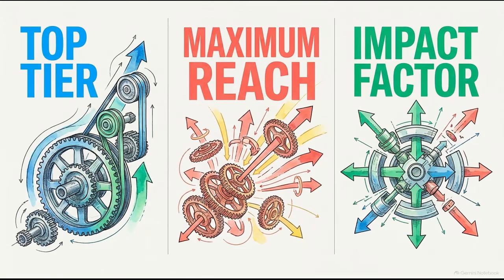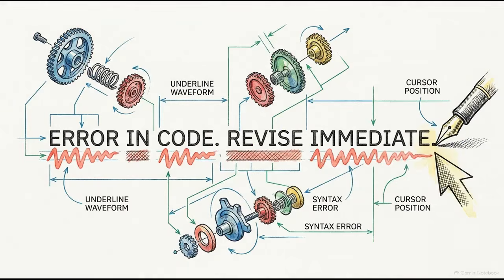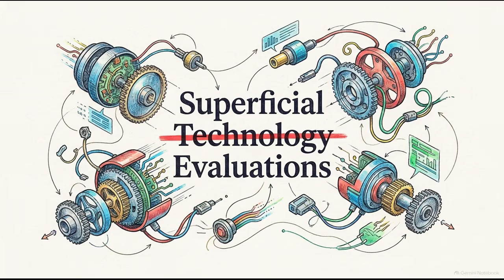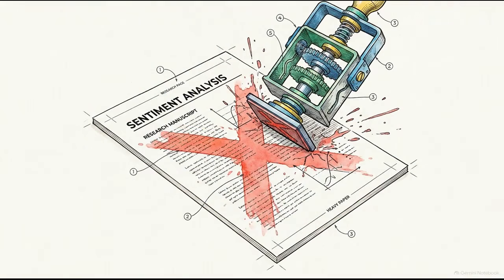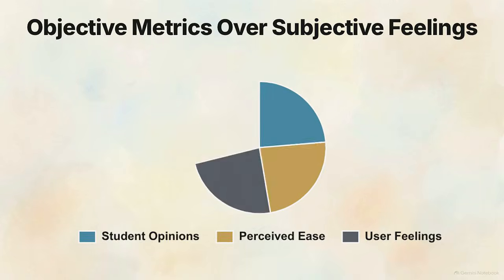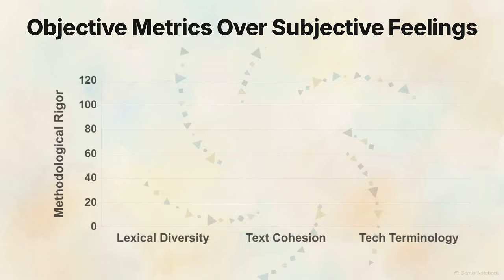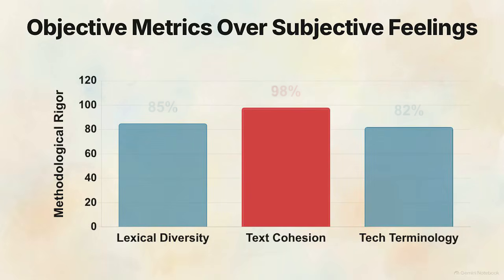It operates at the top of the field, maintaining a Scopus Q1 ranking in the 98th percentile and holding a 2025 CiteScore of 10.4. Journals operating at this level apply intense editorial scrutiny to new submissions. They actively filter out superficial technology evaluations. If you submit a survey measuring how students feel about using ChatGPT, the manuscript will be desk rejected. The editorial board requires objective data, not a catalog of subjective user feelings.